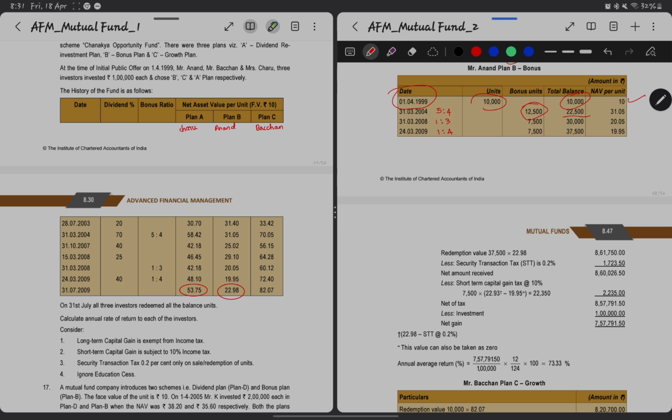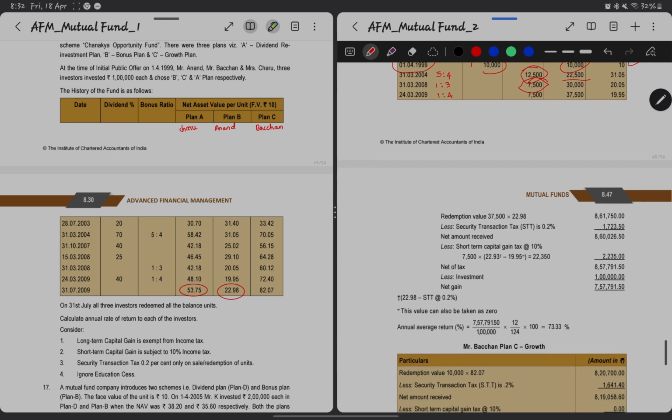Same way going next, 1:3 ratio. The existing balance 22,500 divided by 3 is 7,500. That will get added to the existing balance, making 30,000. Same way goes next, 1:4 ratio. So 30,000 divided by 4 is 7,500 bonus units. That will get added to the total balance 30,000. So 37,500 will be the new balance. And as on that date, NAV is 19.95.